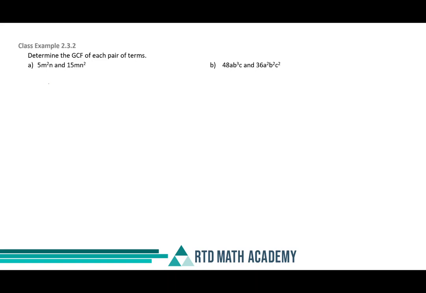So I've got the number 5 and the number 15. I need to find out what is common between these two. I've got m squared and a single m. So you can see m squared here, and an m there. And then I've got one n in the first term, and I've got two n's in the second term.